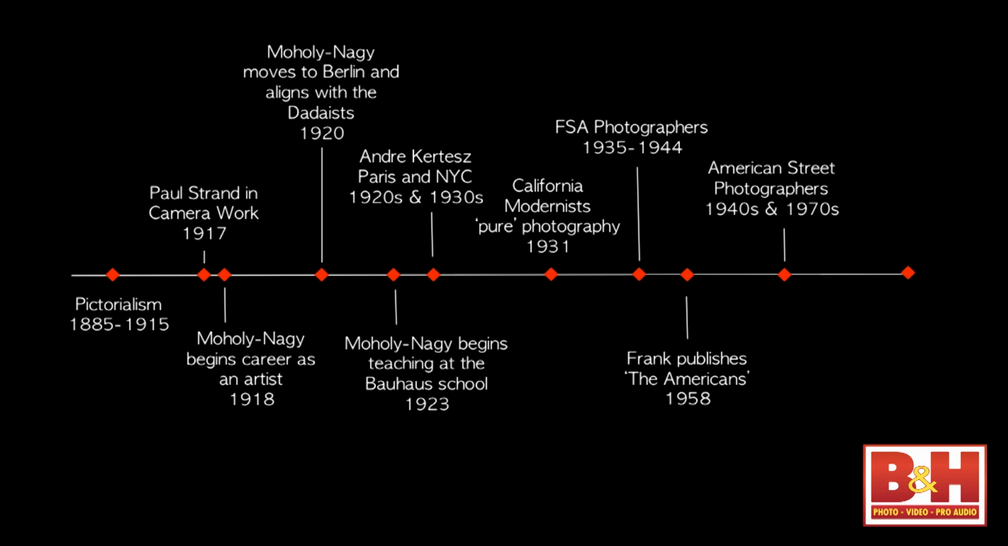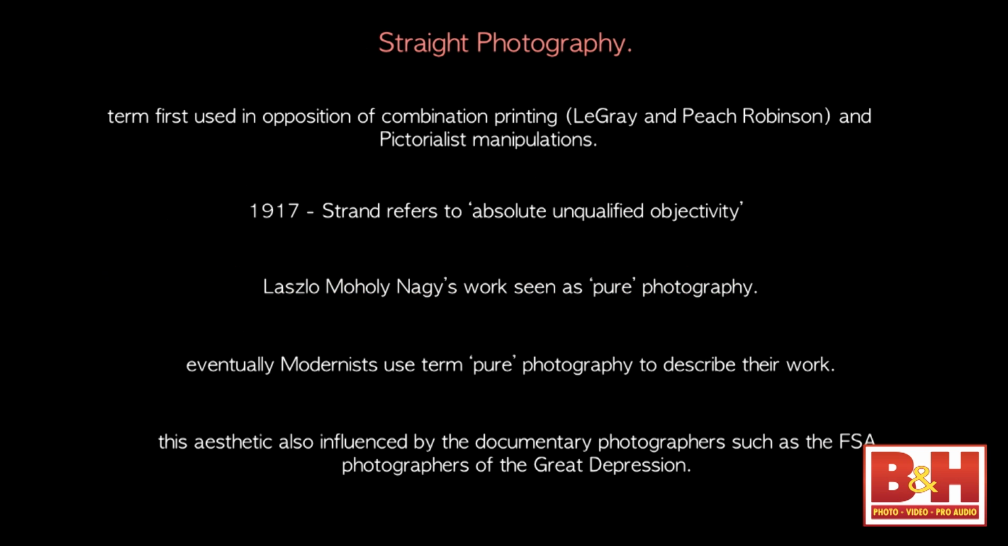And then we see another straight photographer, Laszlo Moholy-Nagy, who starts to work in straight photography. And then we're going to look at Kertész and some of the great Parisian photographers like Cartier-Bresson and Brassai, who roamed the streets of Paris. And then California modernists, we'll talk about a little bit later, but the FSA photographers, Robert Frank, and the great American street photographers were all straight photographers. So let's take a look at some of these people.